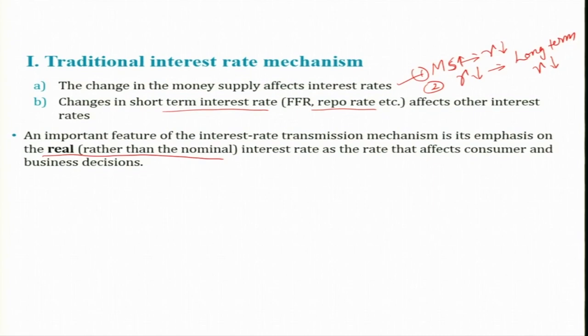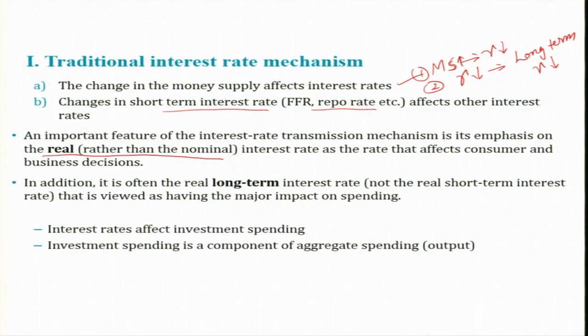So, let us put it more schematically, how does it affect. Moreover, as we have seen here, it is often the real long term interest rate that is viewed as having major impact on spending. So, more schematically, we can explain this process. Interest rate affects investment spending, and you know that investment spending is a component of aggregate spending, because in the macroeconomic framework, the aggregate demand is equal to consumption, investment plus government expenditure in a closed economy. So, a decline in rate of interest would lead to an increase in investment spending. This schematic presentation shows that an easing monetary policy, that means an expansionary monetary policy, leads to a fall in interest rate, a fall in real interest rate, causing a rise in investment spending.